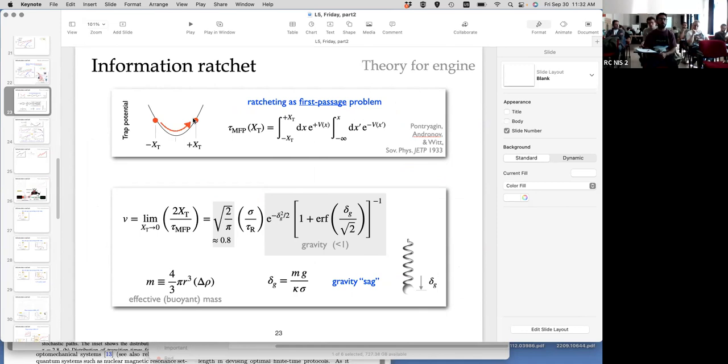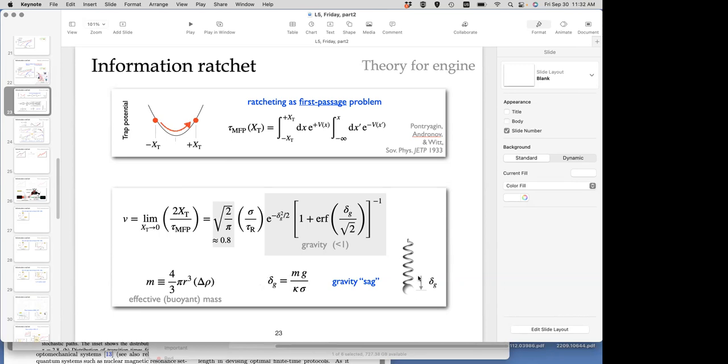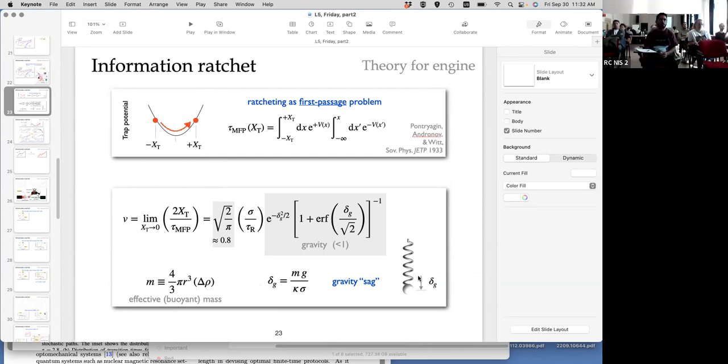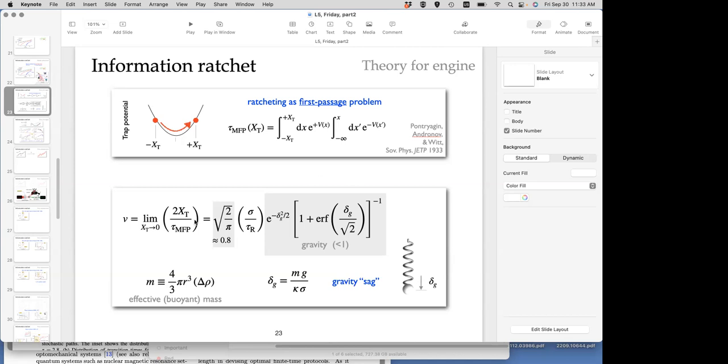And there's a classic result that's almost 100 years old for the mean first passage time, going back to actually the same Pontryagin from optimal control, but doing work 25 years earlier on this. And so we can do this calculation and even come up with an analytic expression for what the velocity should be in the maximum time in terms of things like the buoyant mass. And this delta g is the distance that the spring sags because of the heavy particle in the gravitational field, measured relative to the standard deviation of fluctuations in the spring, which is kind of a natural length scale.